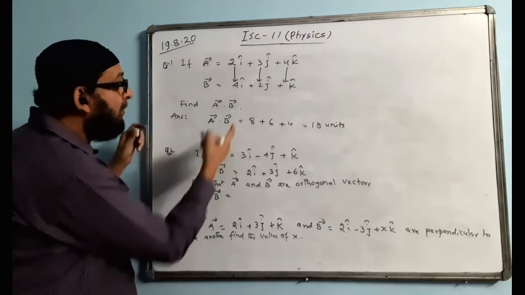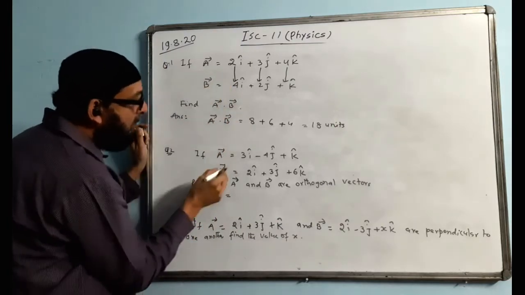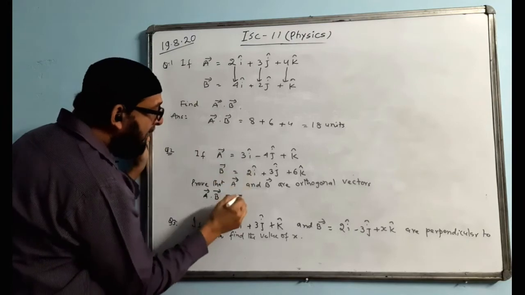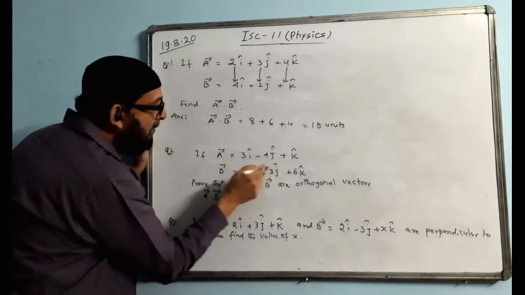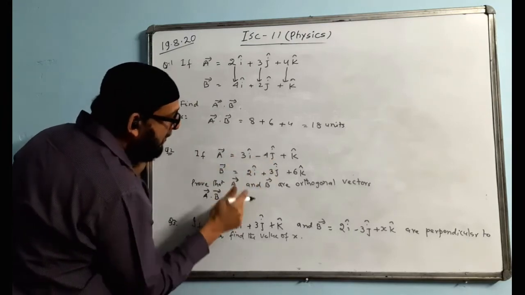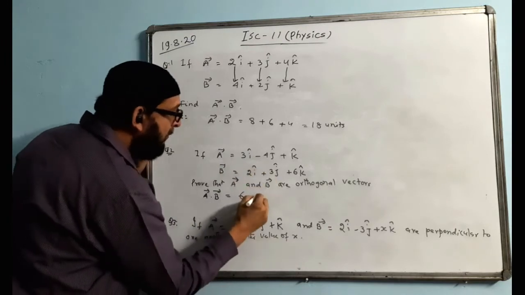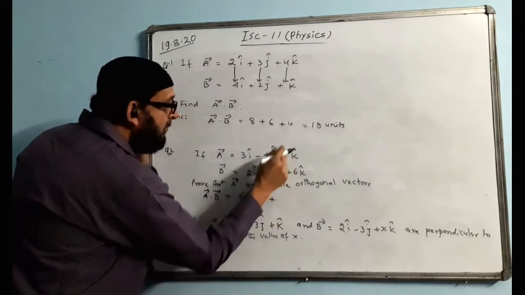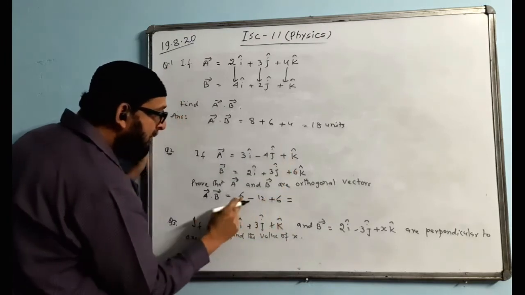How to find the dot product? The same way we have done over here, we will do the same way. 3 2s are 6. This and this multiply, the sign also: minus times minus. 4 3s are 12. 6 1s are 6. What is the answer? 6 plus 6 is 12, minus 12.